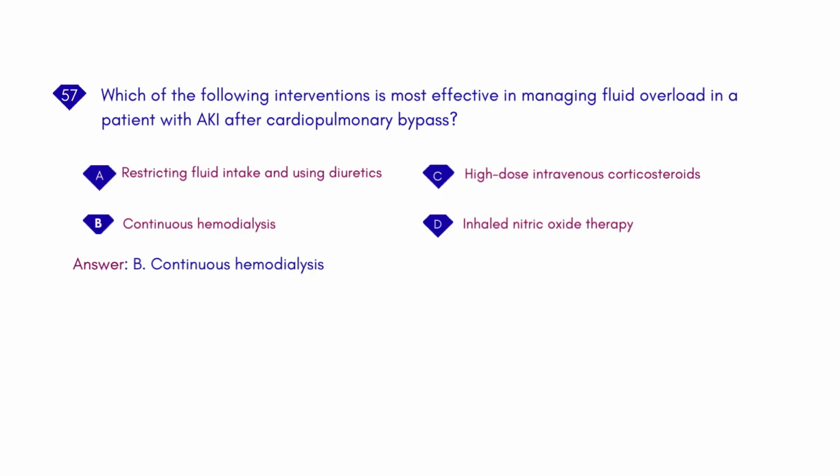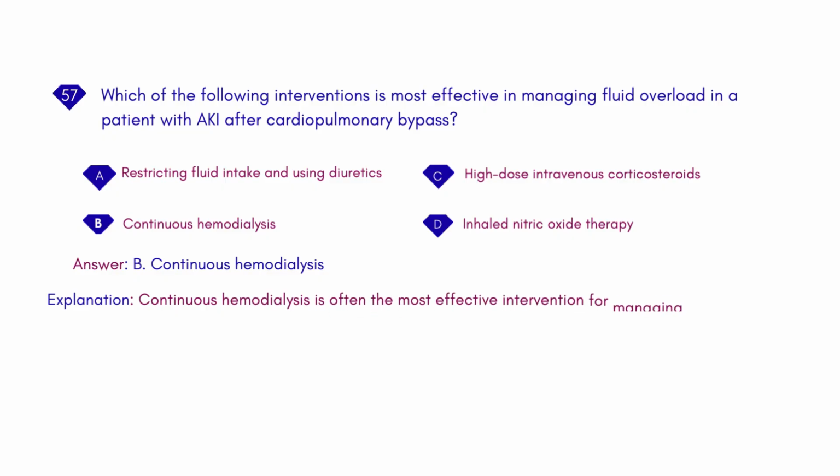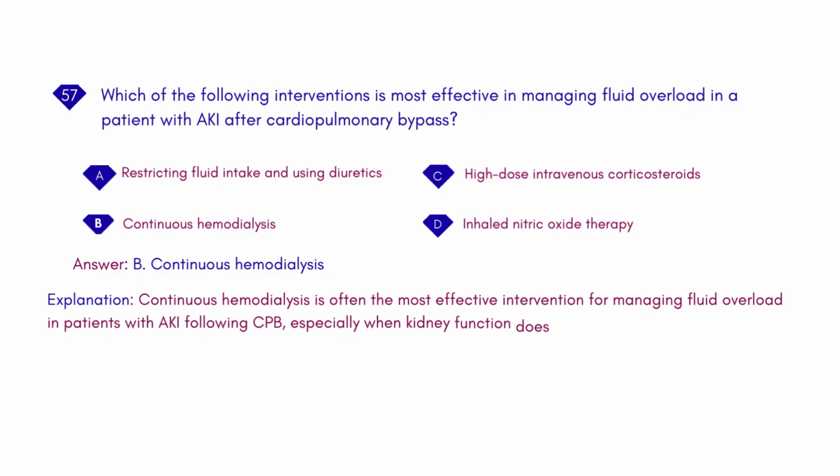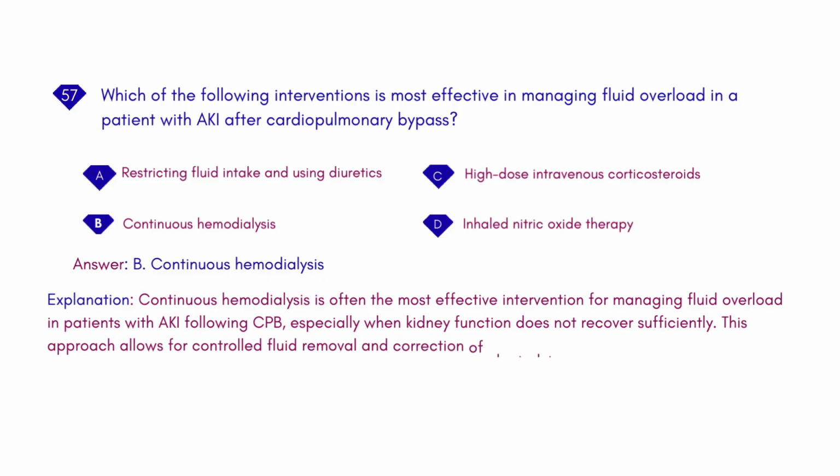Answer: B. Continuous hemodialysis. Explanation: Continuous hemodialysis is often the most effective intervention for managing fluid overload in patients with AKI following CPB, especially when kidney function does not recover sufficiently. This approach allows for controlled fluid removal and correction of electrolyte imbalances that diuretics may not fully address.